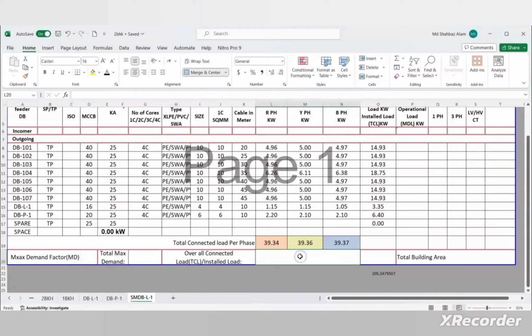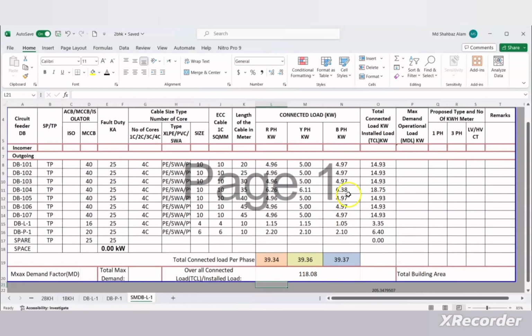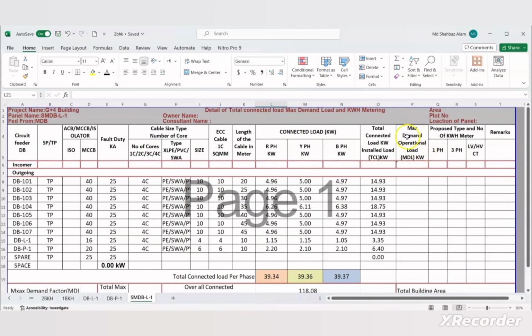So we will write here equal to this one plus this one plus this one and enter. So we will get the total connected load, that is 118.08 kilowatt. Okay. Now we will move to max demand load or operational load.